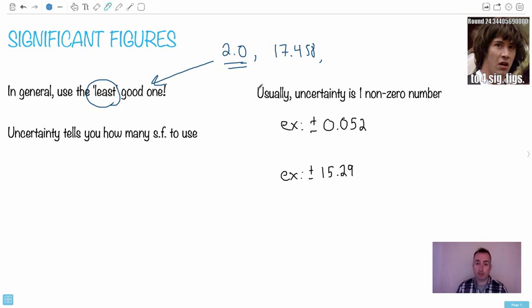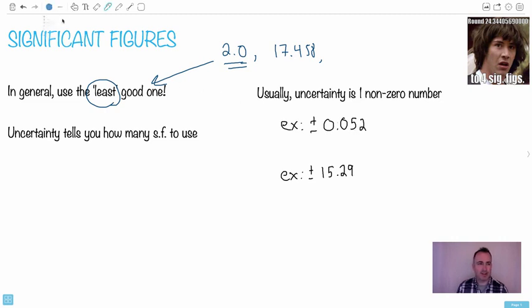I just want to focus on one thing, especially for IB physics, which is that usually the uncertainty is just one non-zero number. What do I mean by that? Later on, when I show you in videos how to actually calculate uncertainties, you might end up calculating something with a whole bunch of digits. For example, let's say you get plus or minus 0.052, like I have here. This implies that you're so certain about your uncertainty, which is a little bit weird and counterintuitive.